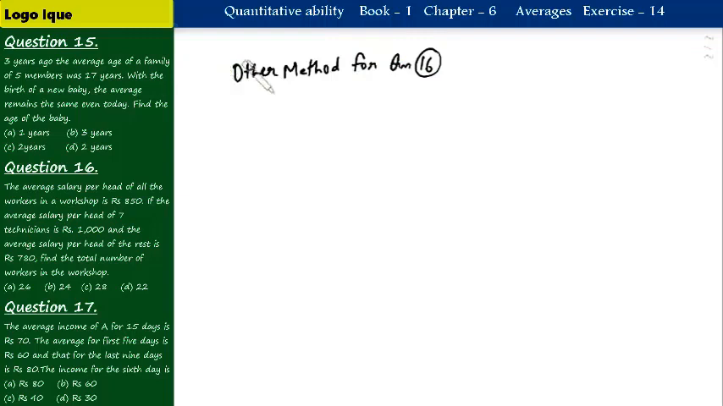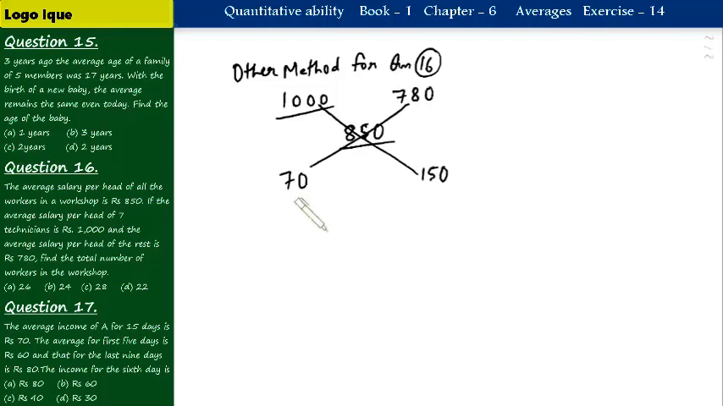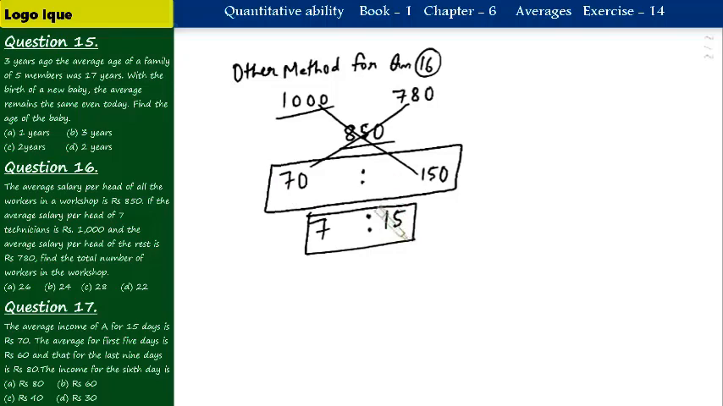In the allocation method, we put the original values like this, 1000 and 780. Their average is written in between, a little lower, so 850. Then take the difference: 1000 and 850, the difference is 150. Then 780 and 850, the difference is 70. Take the ratio of these two quantities, 7 is to 15. This gives us the ratio of quantities, in this case the ratio of number of people.